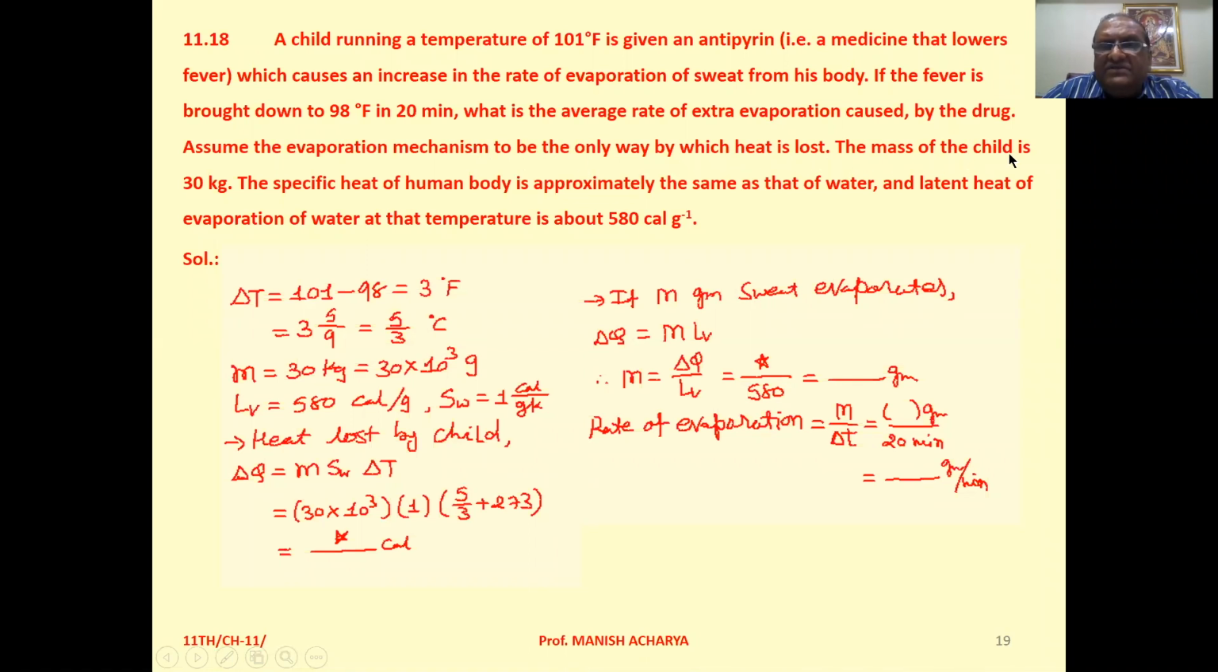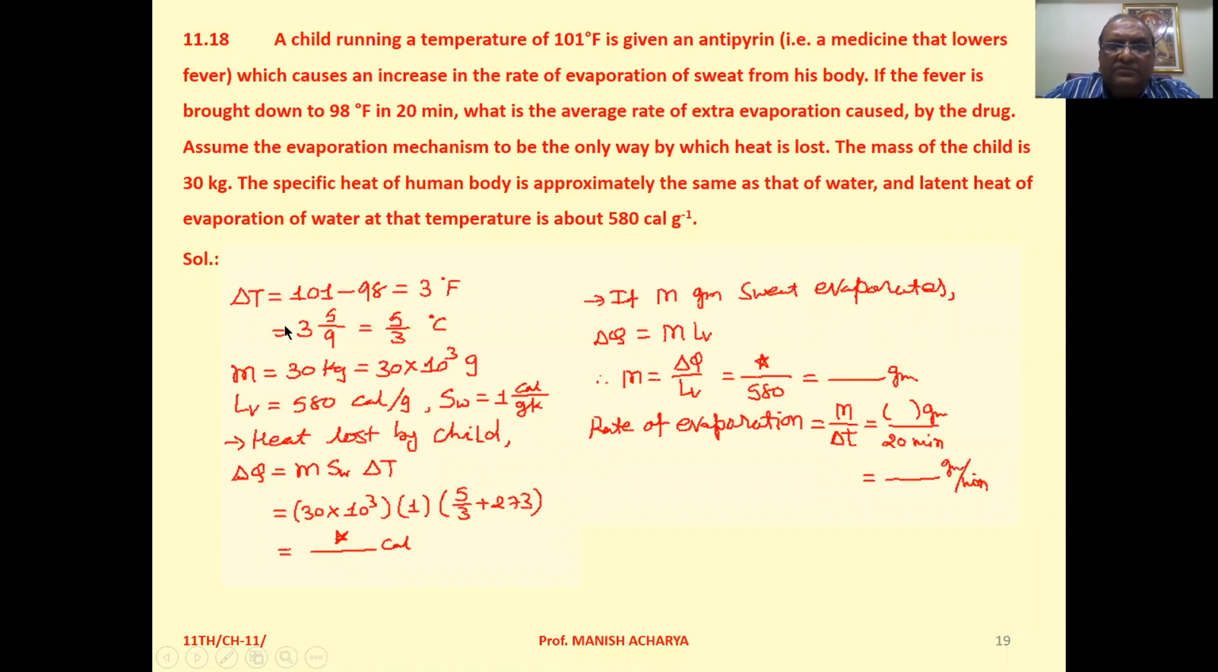Assume the evaporation mechanism to be the only way by which heat is lost. The mass of the child is 30 kilogram. The specific heat of human body is approximately the same as that of water, and latent heat of evaporation of water at that temperature is about 580 calorie per gram.